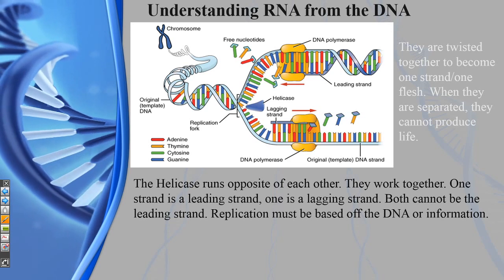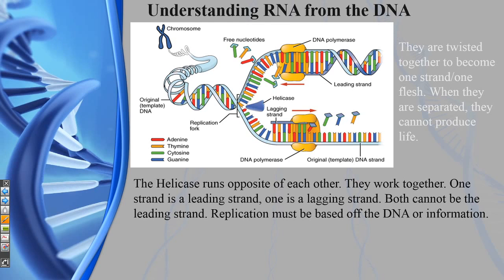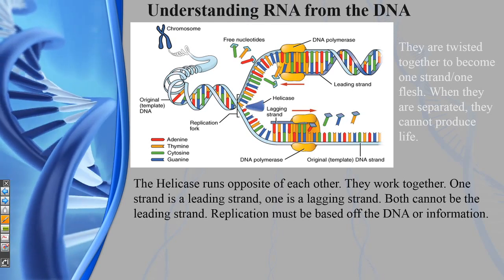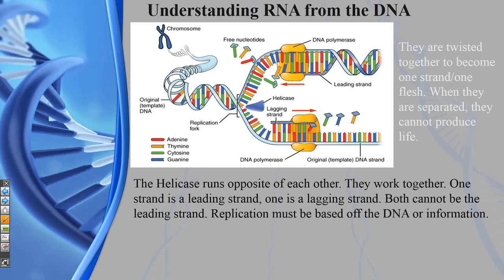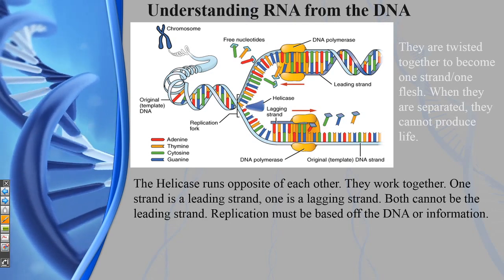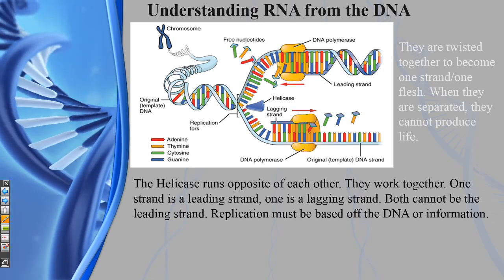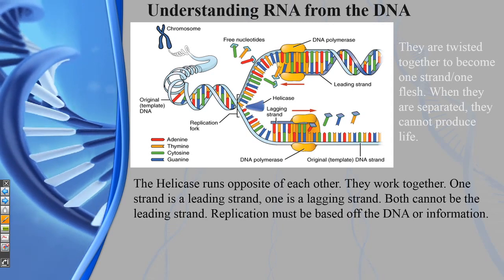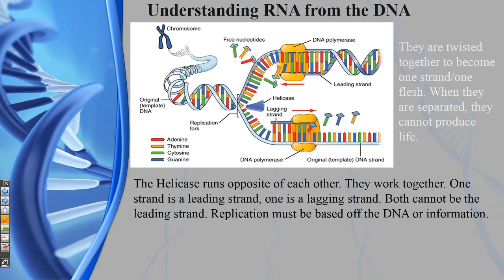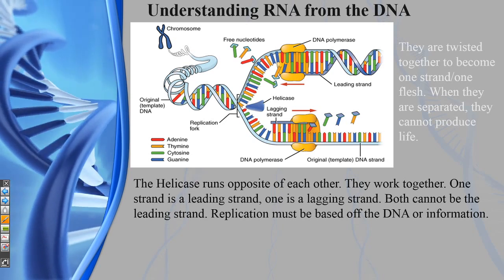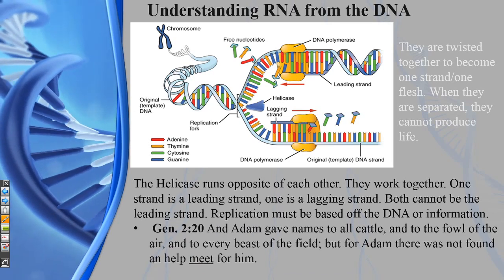Okay, so helicase runs opposite of each other, which we'll talk about more next week. They work together. One strand is a leading strand, one is a lagging strand. Both cannot be leading strands. What does that mean? Both can't be leading strands. Can't have two heads, right? One leads, one follows. Doesn't mean the one that's following is not important at all. I want us to keep that in mind. All right, so replication must be based off of the DNA or the information that the DNA gives the RNA, okay? I gave an example here.